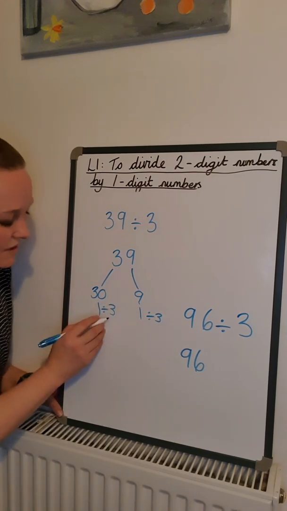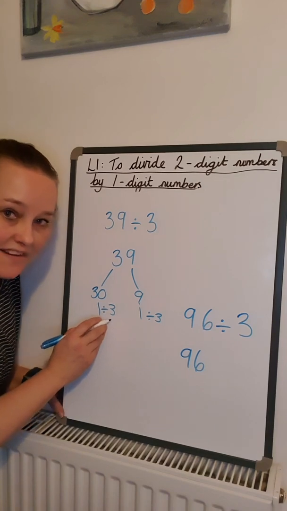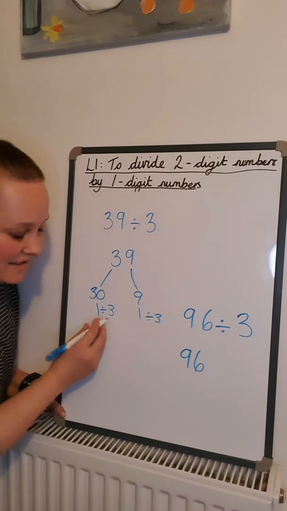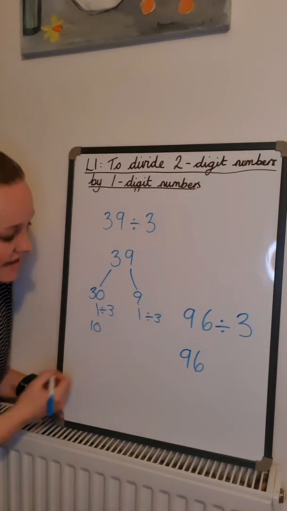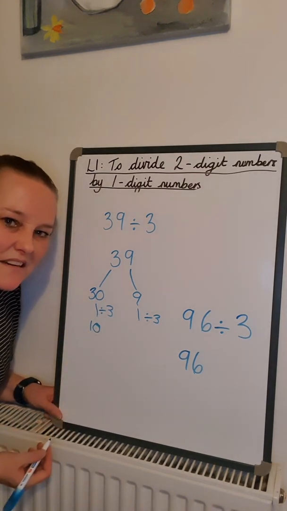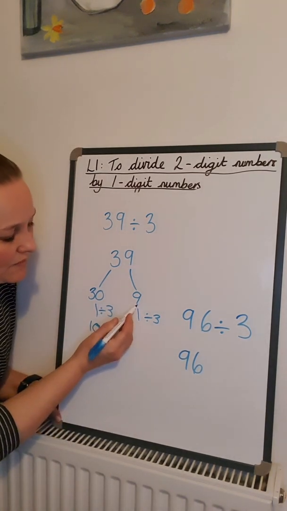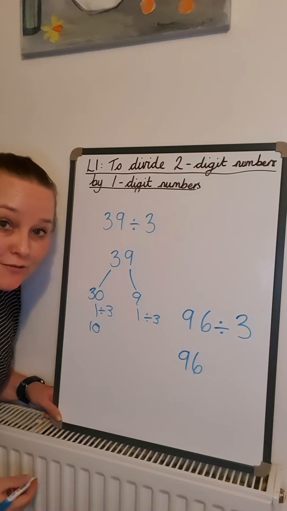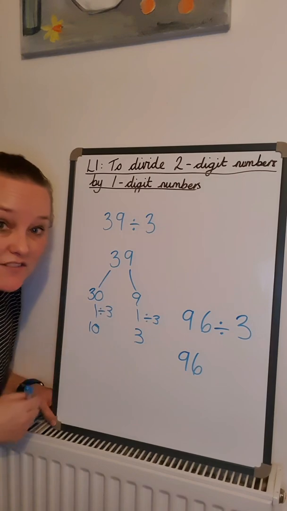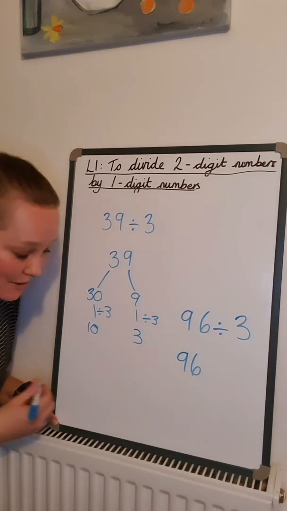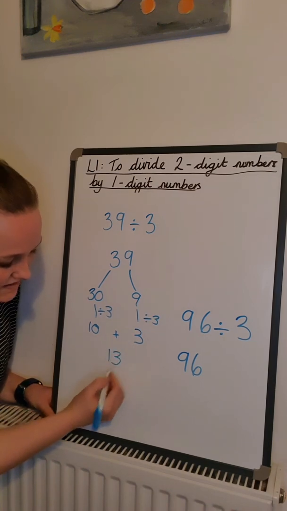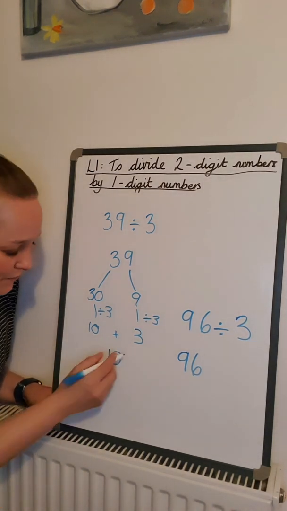So 30 divided by 3, how many 3's in 30? If we know our 3 times table, which we should know, that is 10. And then we've got 9 divided by 3. How many 3's in 9? 3. We've done this calculation about 500 times now, haven't we? So we know that we've got the answer, right? Because 10 add 3 is 13, and that's the same as we've had before.